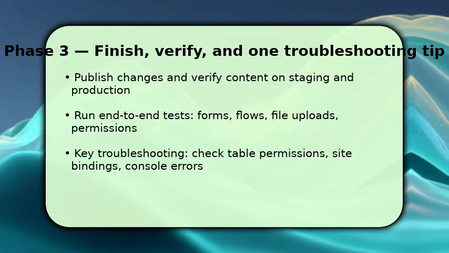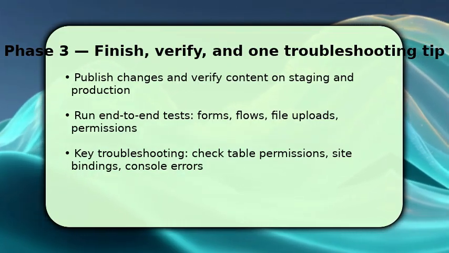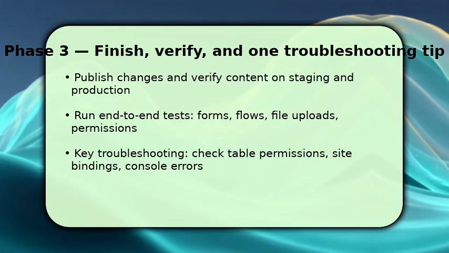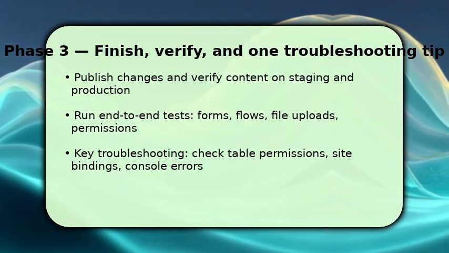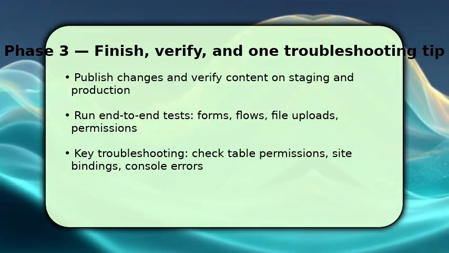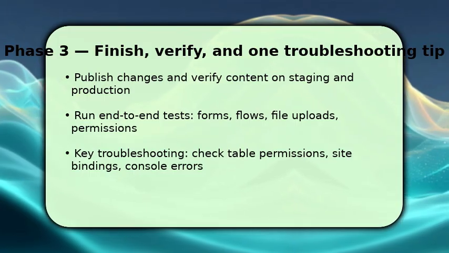If something fails, first check table permissions and site bindings, then inspect browser console errors and network calls. These reveal misconfigured APIs or missing scripts. Make small fixes, republish, and retest.